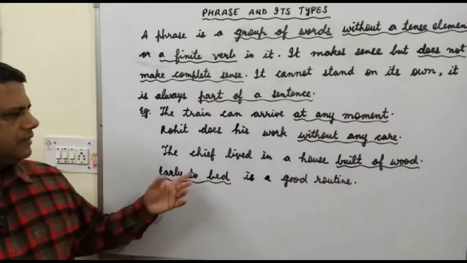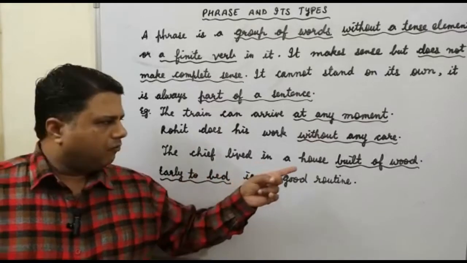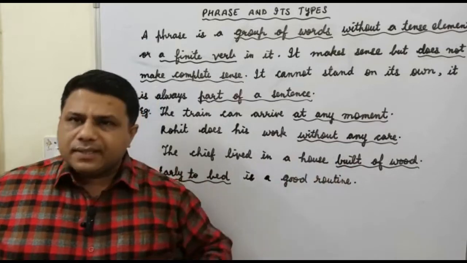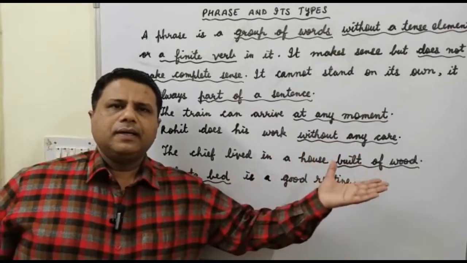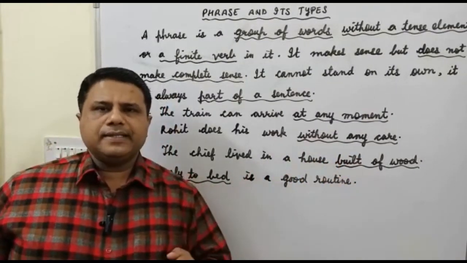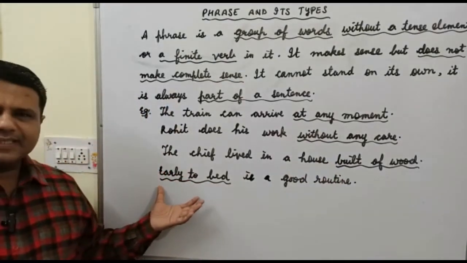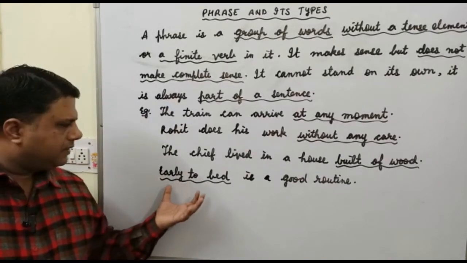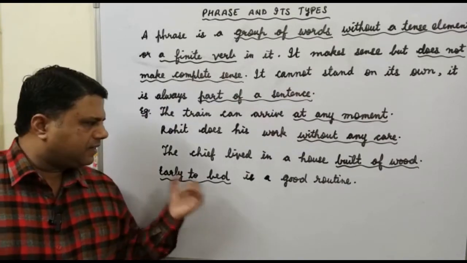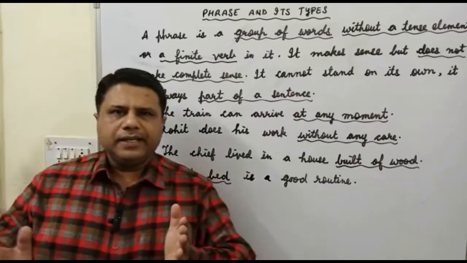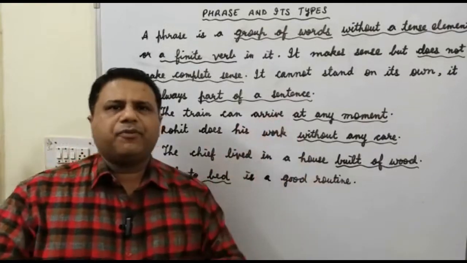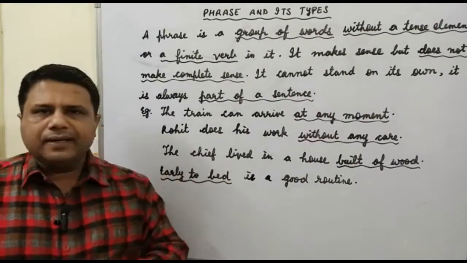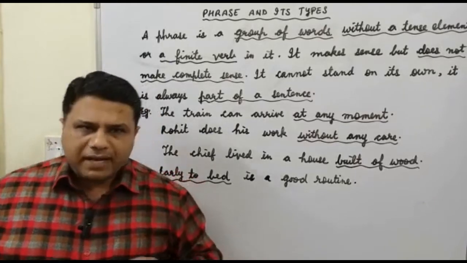Then the third example, the chief lived in a house built of wood. Built is verb, of is preposition, and wood is noun. Built of wood. So here it is a phrase. Moving on to the next example, early to bed is a good routine. Early is an adverb, to is preposition, and bed is noun. So early to bed is a phrase. So these are the four examples: at any moment, without any care, built of wood, and early to bed. So this is what we mean by phrase.